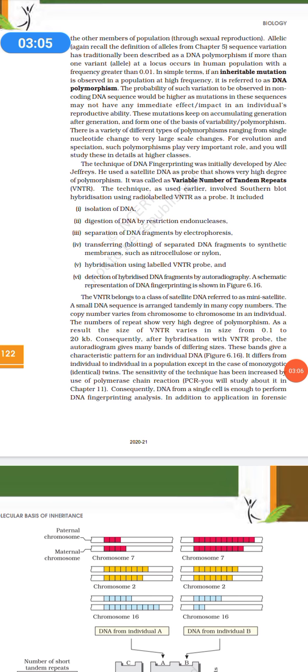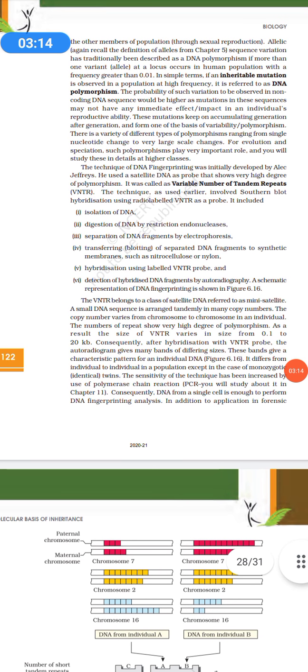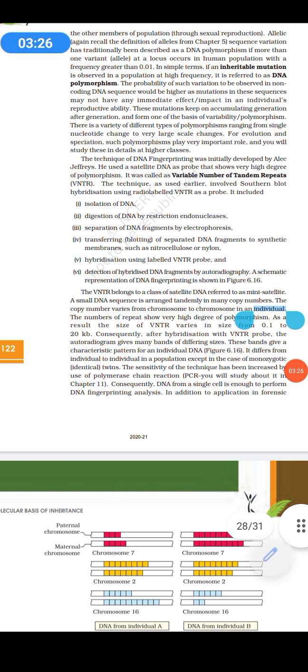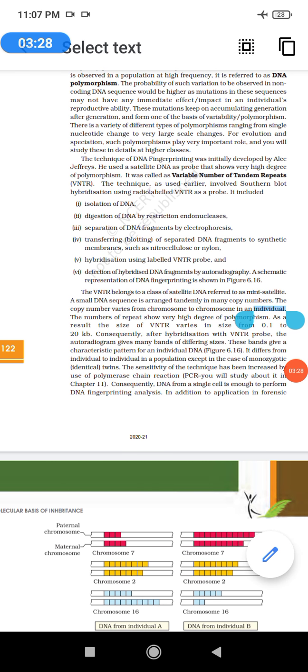The probability of such variations being observed is higher in non-coding DNA sequences, as mutations in these sequences may not have any immediate effect or impact. So these mutations keep on accumulating generation after generation, and a variety of different types of polymorphism are caused.